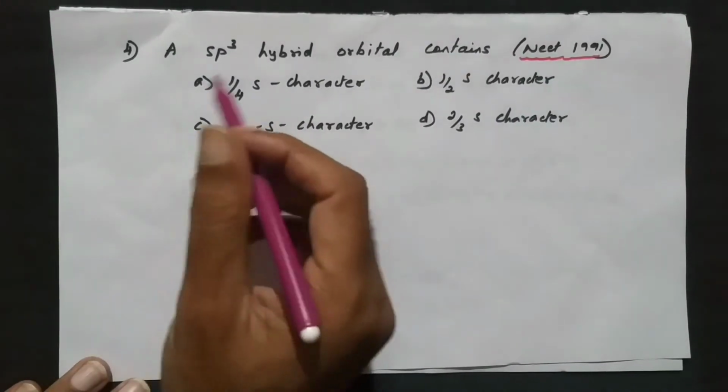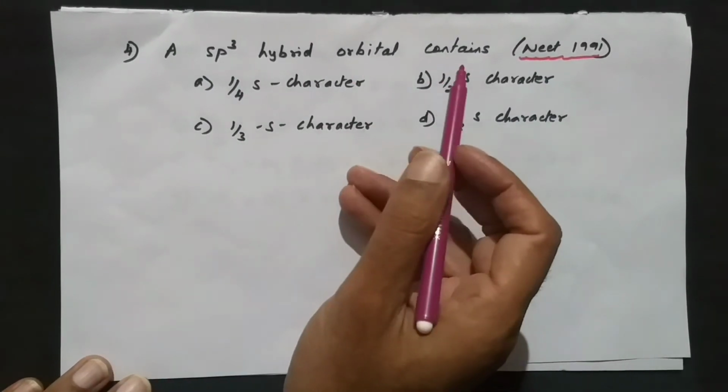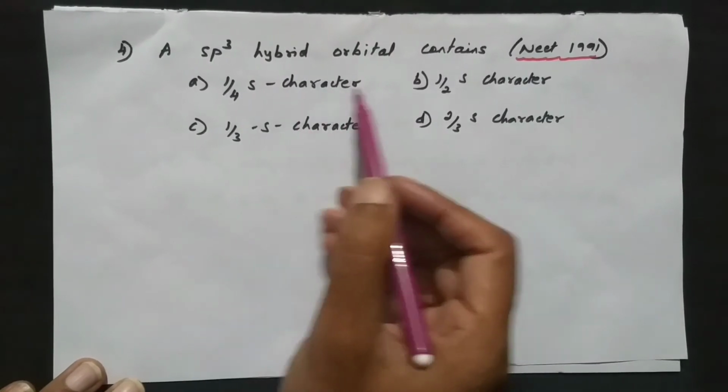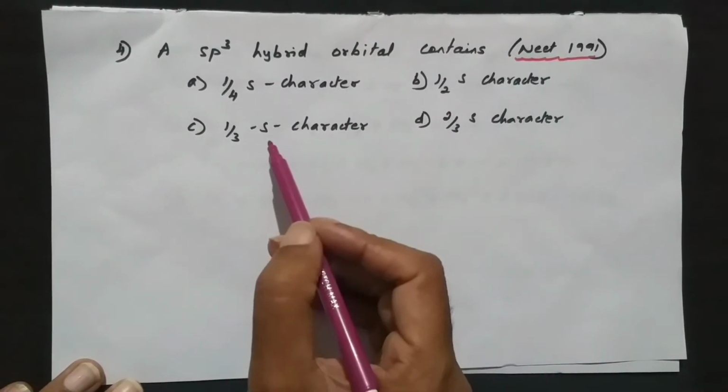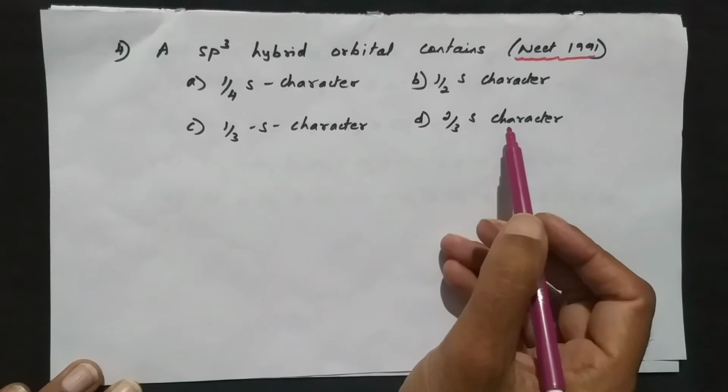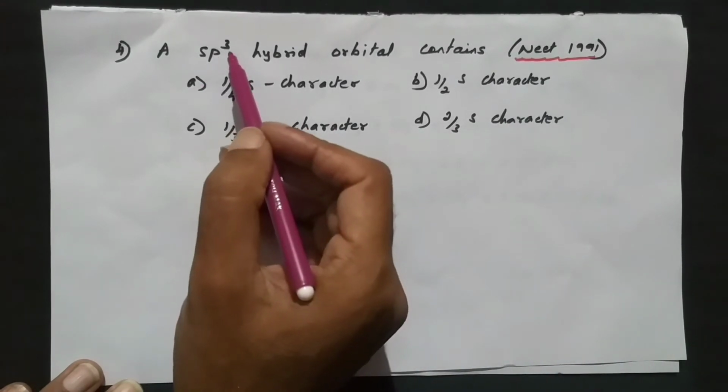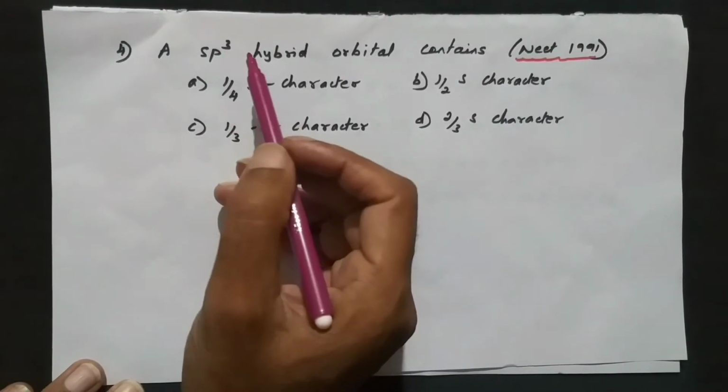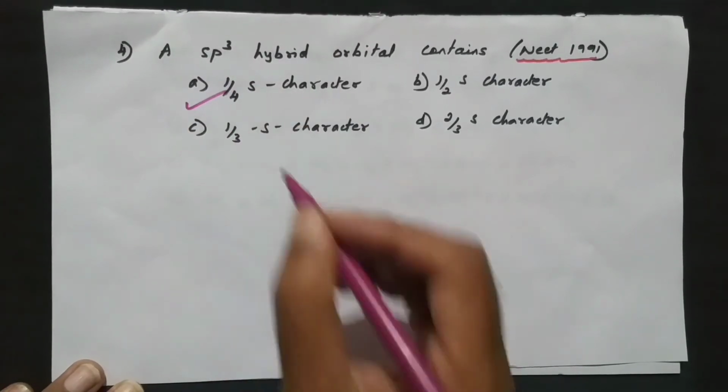So this is a simple question. The sp cube hybrid orbital contains 1/4 of s character, 1/2 of s character, 1/3 of s character, or 2/3 of s character. So we know that sp cube is 3 parts p and 1 part s. So it will be 25%, which will be 1/4 s character.